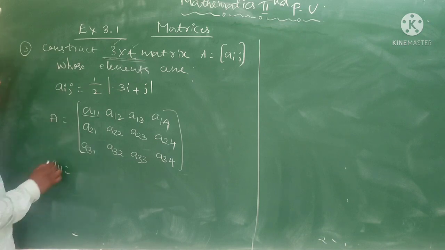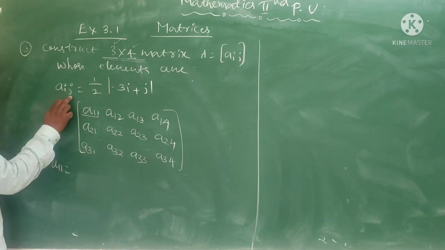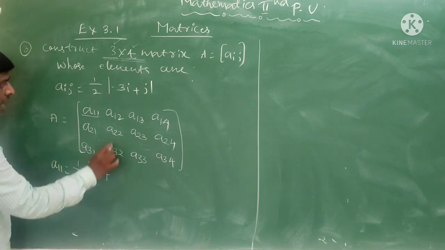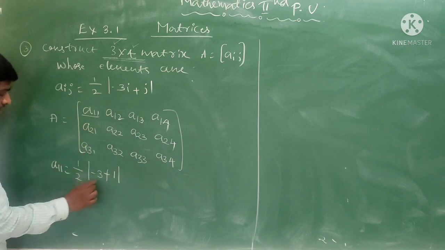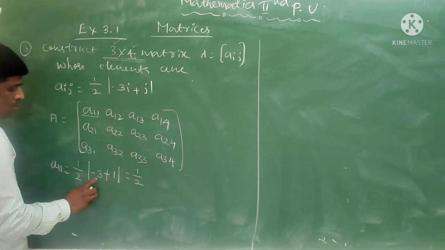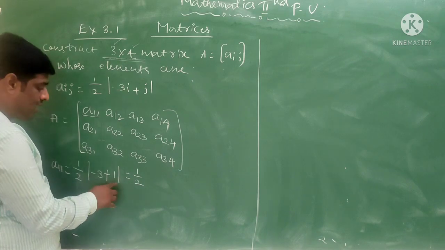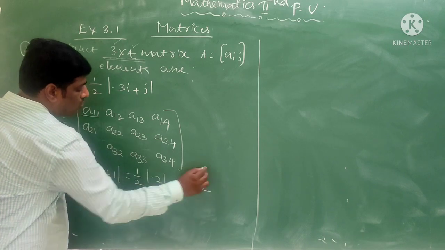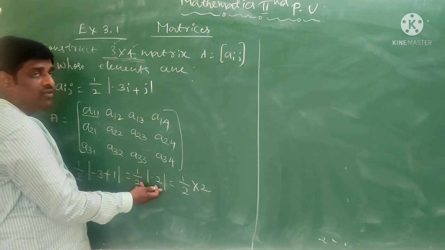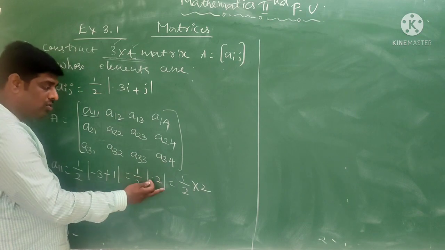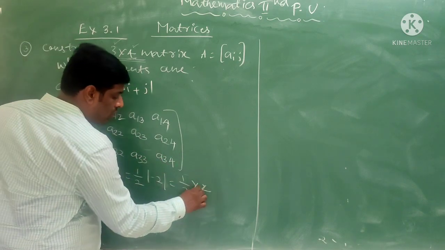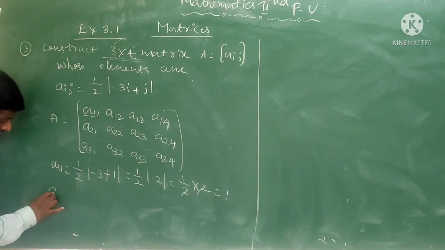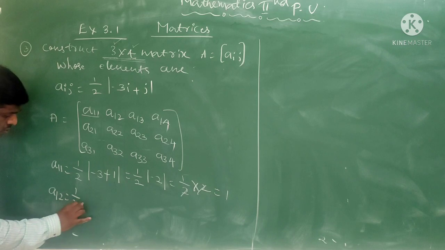A11 is equal to, so here i value is 1, j value is 1. 1 by 2 modulus of minus 3 plus 1, which is minus 2. Modulus of minus 2 is 2. So modulus of negative is plus, modulus of positive is plus only. 2 by 2 cancels, that is equal to 1.